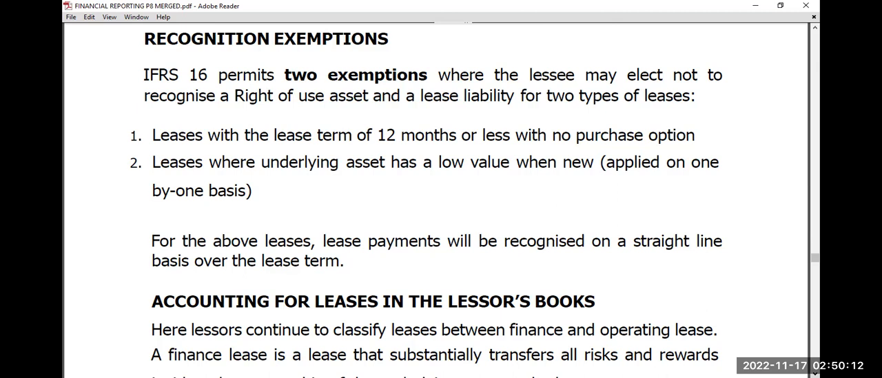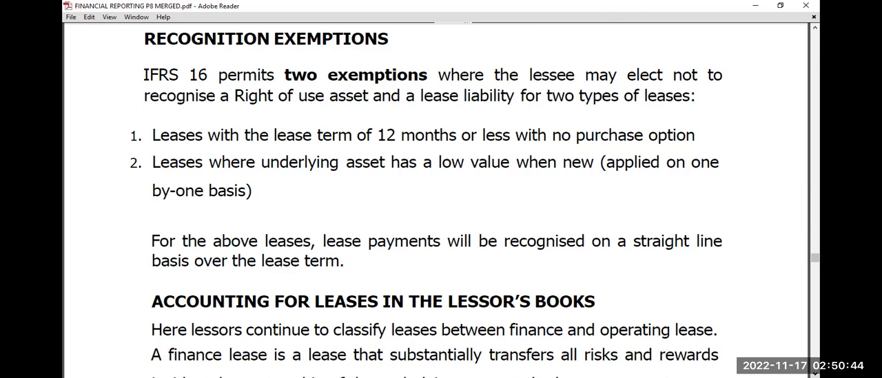If at all the lessee leases these assets for less than a year or for 1 year, and the person has no option of buying at the end of the lease term, then we don't go through the other routine way we do when we are accounting for these other leases.